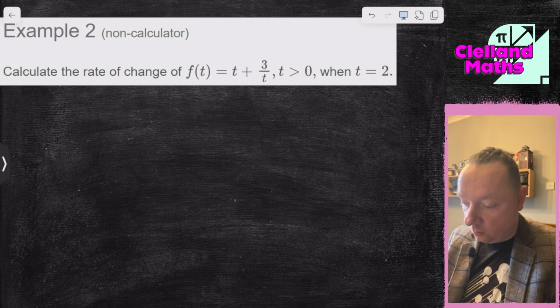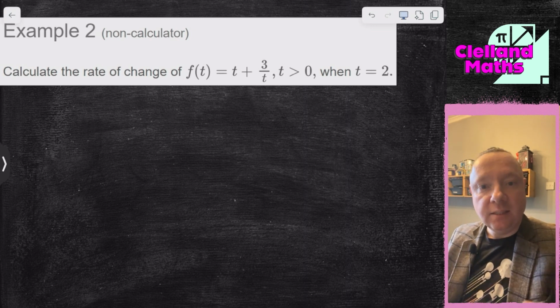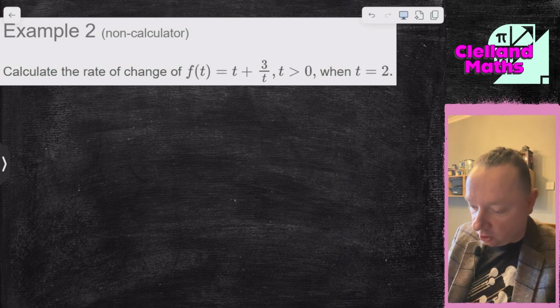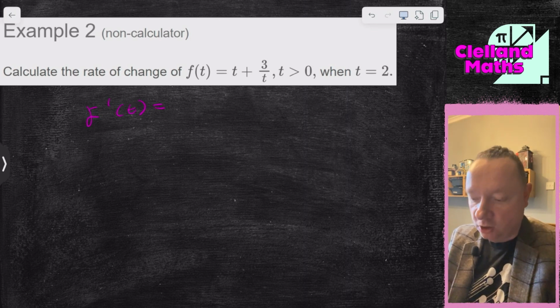Calculate the rate of change of f of t is t plus 3 over t, where t is greater than 0 when t is 2. So if you ever see it saying rate of change, it means differentiate. Differentiation is defined as the rate of change of a function. So if I can understand that, I know that I'm doing f dash t this time. Doesn't matter whether it's a t or an x, who cares?